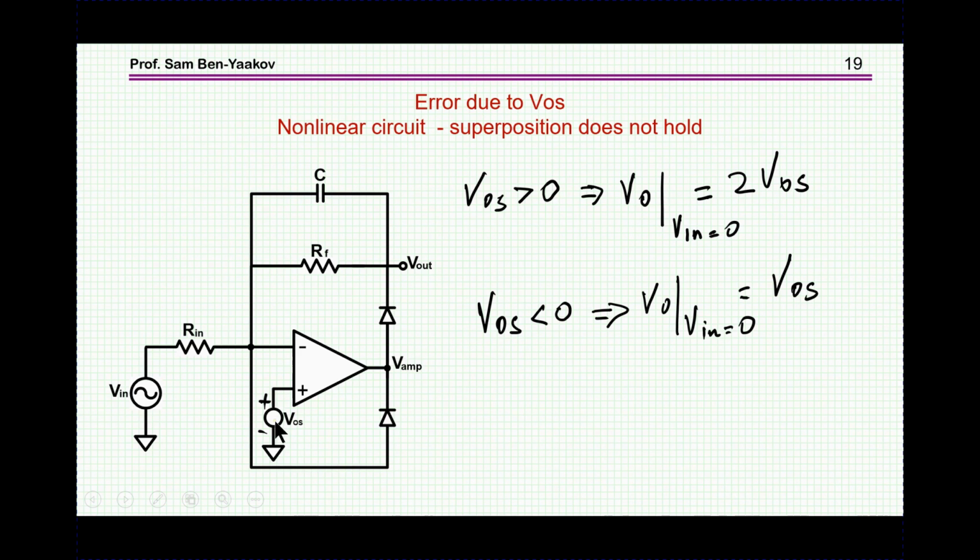Now if the V offset is negative, then the diode is not conducting. In fact, this diode will be conducting because you're going to have minus here, and the only way you can get minus here is by having a current flowing this way. So therefore, the output that you look at is the voltage here, which is V offset. So we see here the nonlinearity of the circuit, and we see that in nonlinear circuits, superposition doesn't hold.